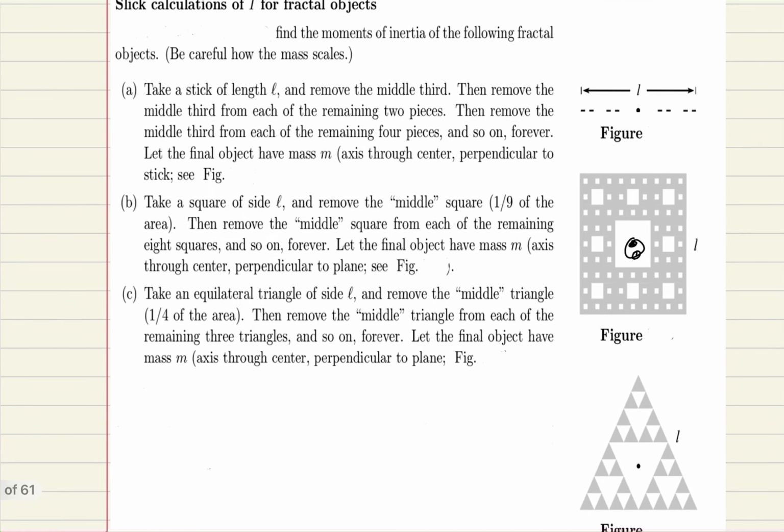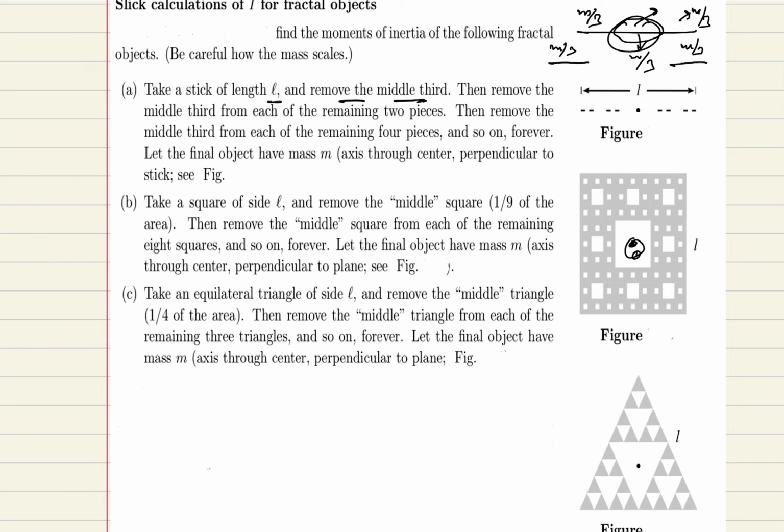Okay, as per the question, there is actually a stick. Take a stick of length L and remove the middle third. If you take one stick and remove the middle part, we can divide this one into M by 3 mass, and the last part is M by 3 mass. If we remove this middle part, there are two masses, one is M by 3 mass, the other one is M by 3.